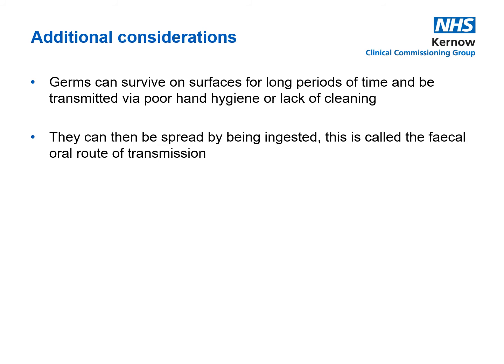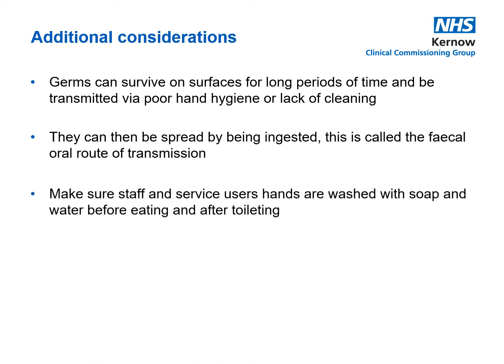Germs can then be spread by being ingested. This is called the fecal-oral route of transmission, which means that germs are spread via the environment when somebody has diarrhea and vomiting. And if hands are not cleaned properly or the surface is not decontaminated properly, then the feces or the vomit can be transmitted to another person's hands, who may then ingest them if they do not perform good hand hygiene when eating and drinking.